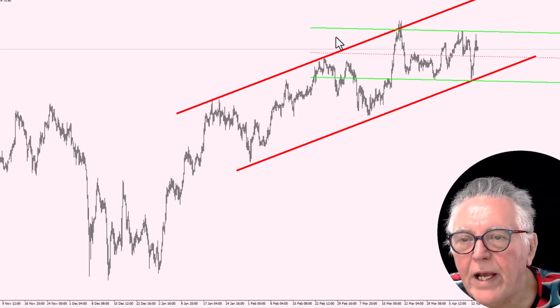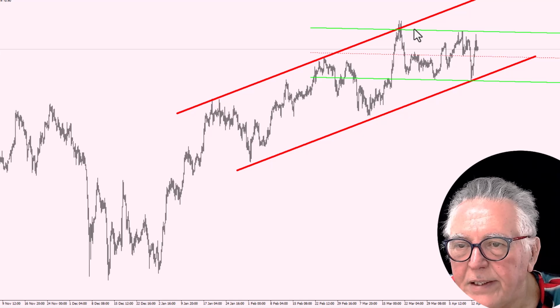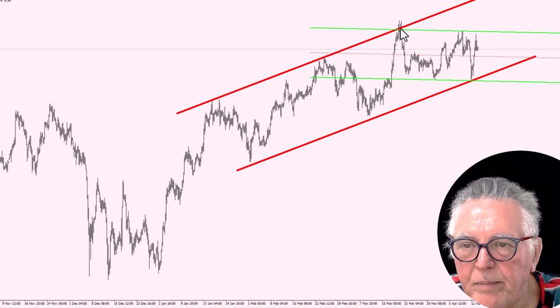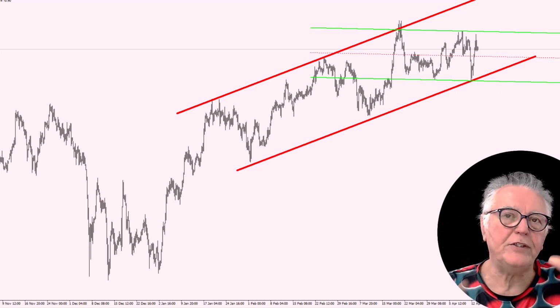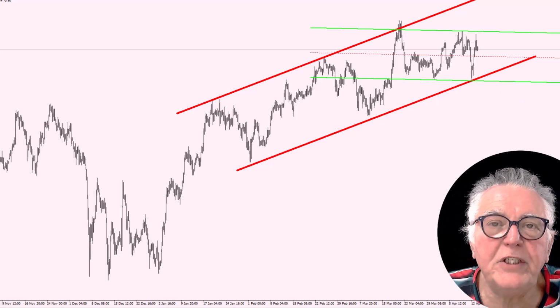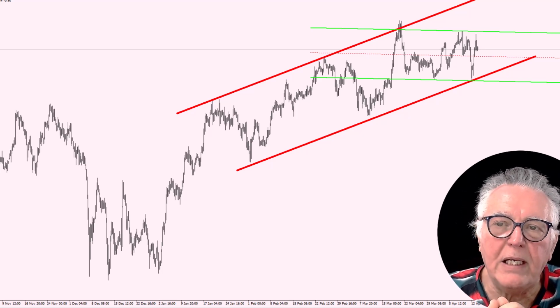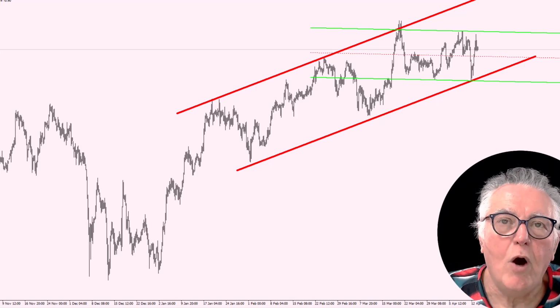And they overlap here. You can see this might be a 4-hour channel, that might be a 1-hour channel, and so on. So you actually get a lot of overlaps. You get channels within channels. So that's how channel trading works, and the odds of success are very high.